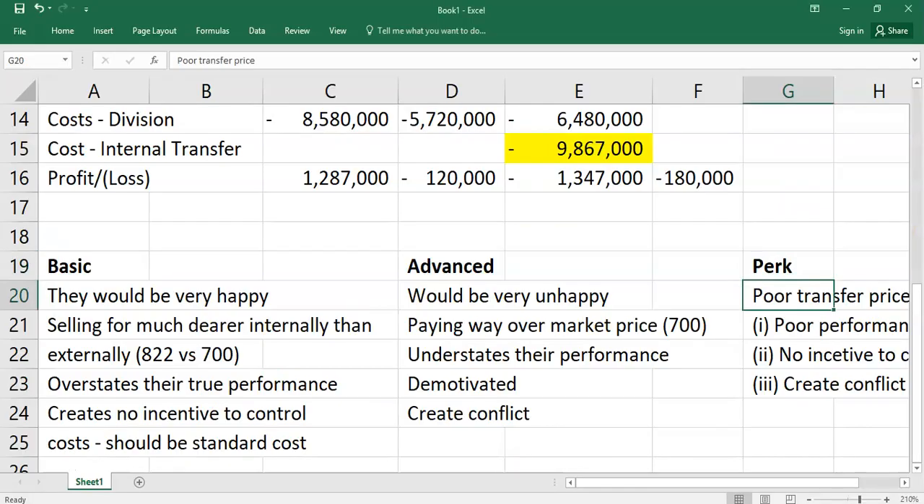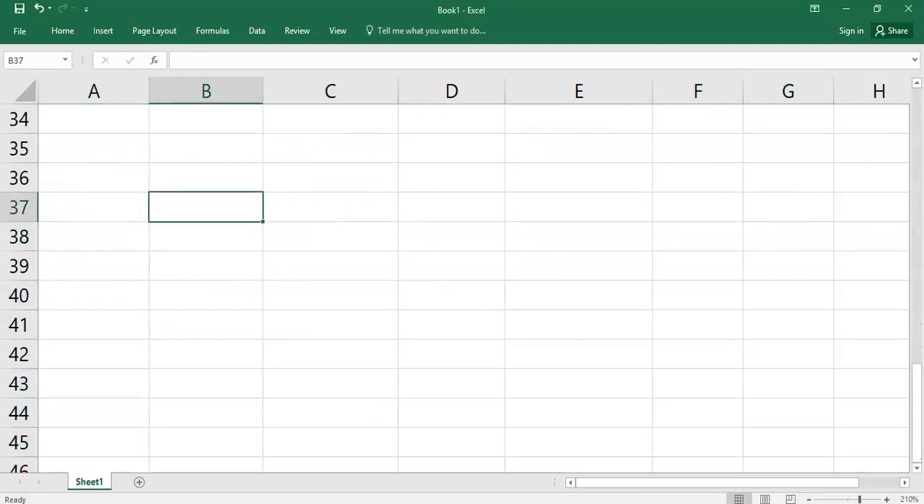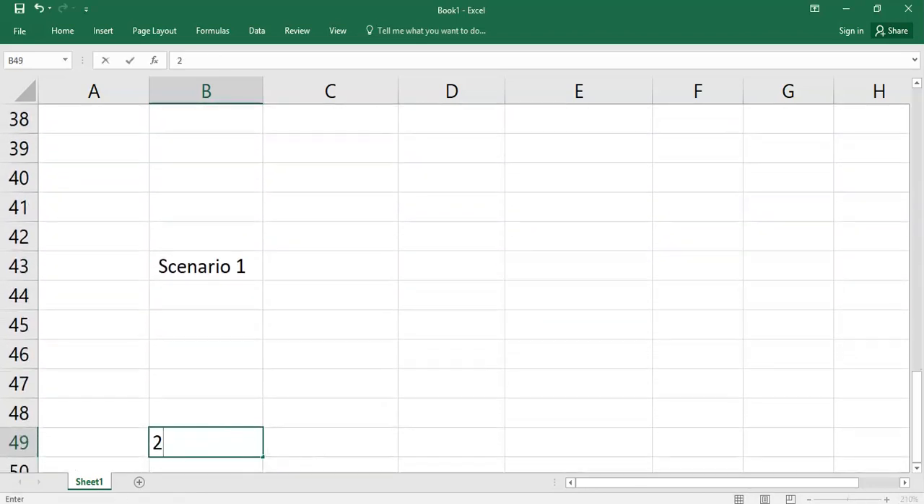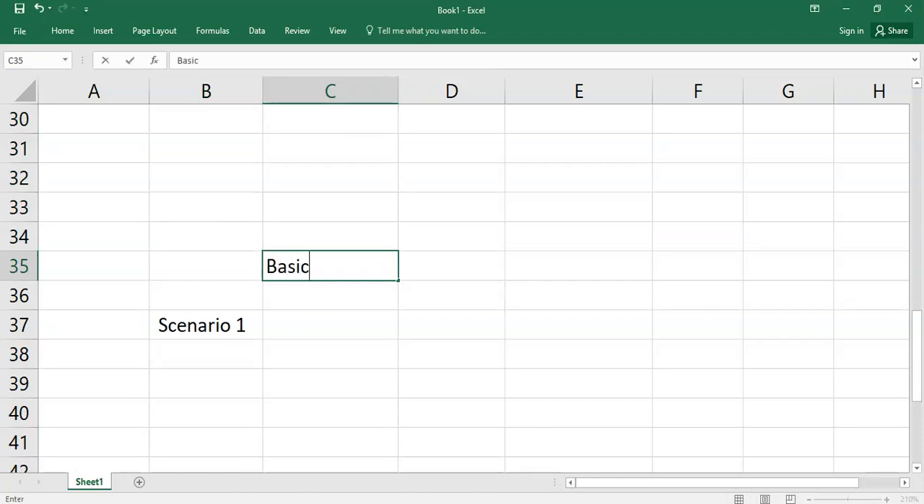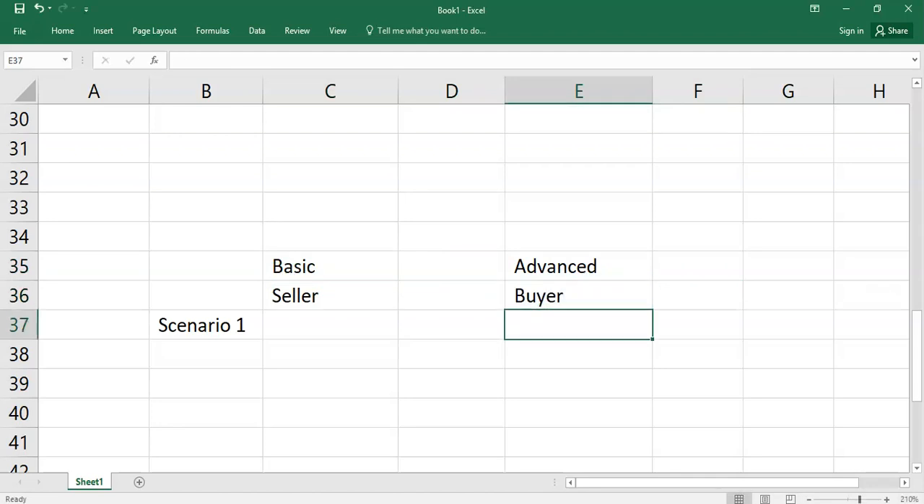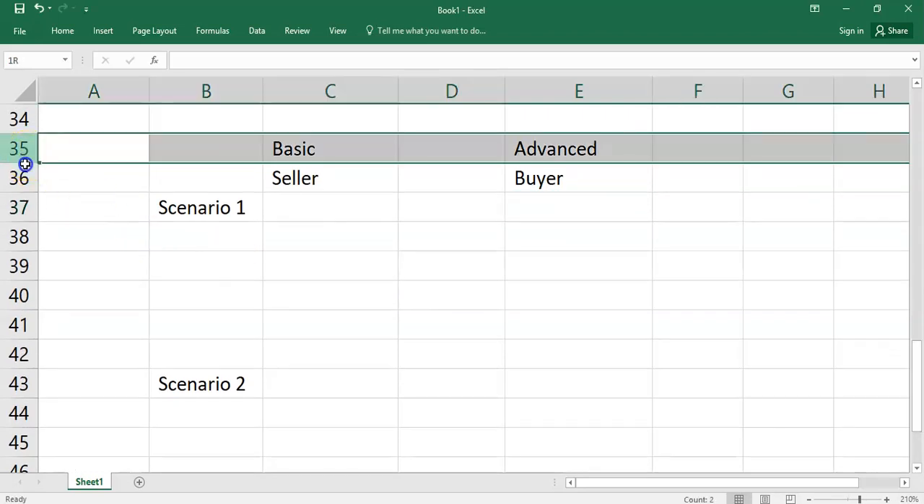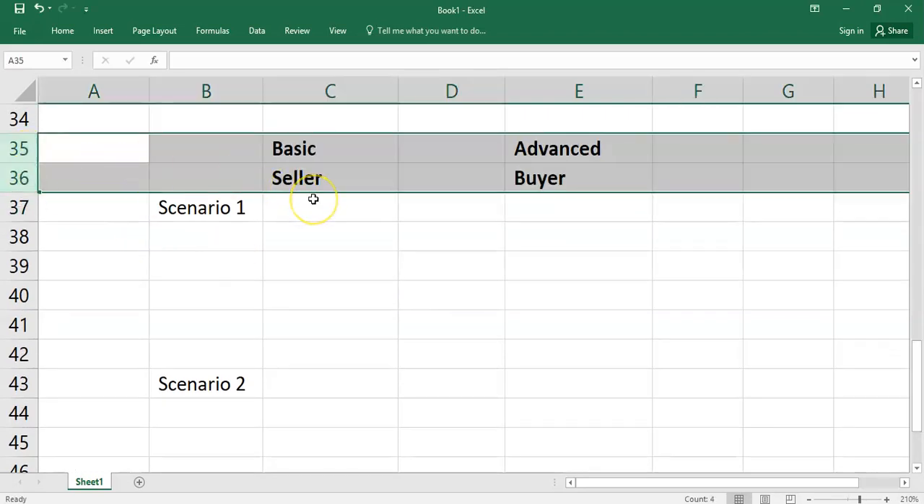So if we set up then for part C, you're essentially asked three scenarios. We call them scenario 1, scenario 2, and scenario 3. And what you're asked then is what's the price that the seller would want, what's the price that the buyer would want. So we call it basic, seller, and we'll call this advanced, who's the buyer. And the three scenarios are different capacity constraints for the seller. Because capacity is a big thing here in terms of is there any spare capacity that will influence the transfer price that's acceptable.